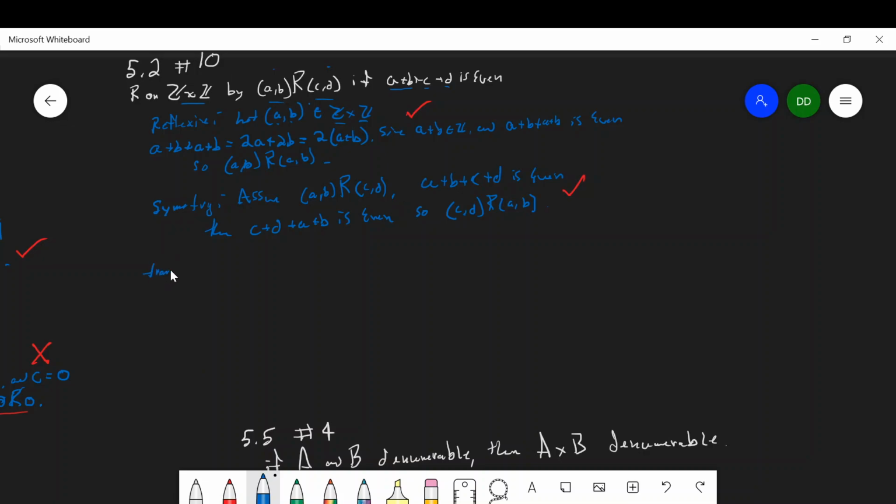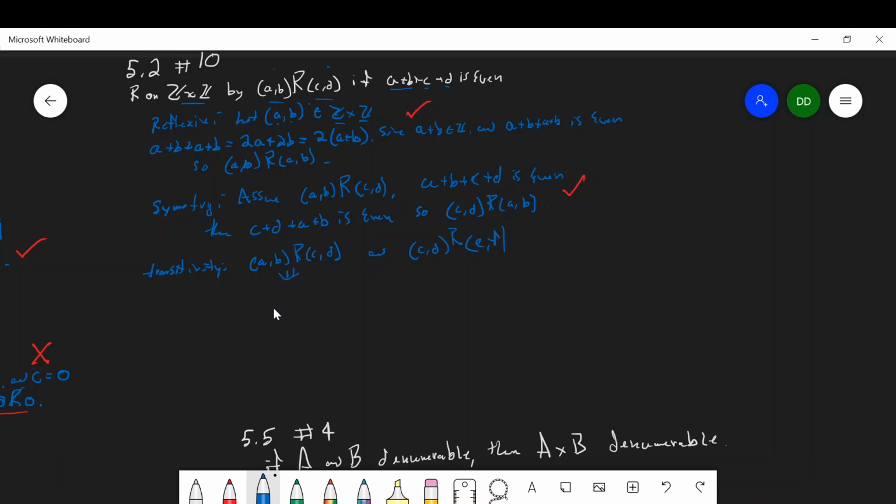Let's check transitivity. So now what'll my assumption be? That some pair is related to another pair. AB related to C. I caught myself there. I was going to put B, C, but that's not right. It should be related to this other pair CD, and CD is related to some third pair, I don't know, EF. So we'll assume those two things.